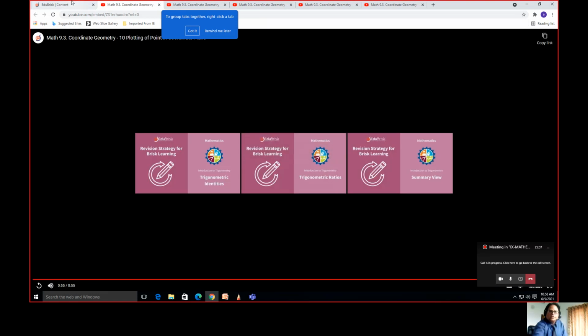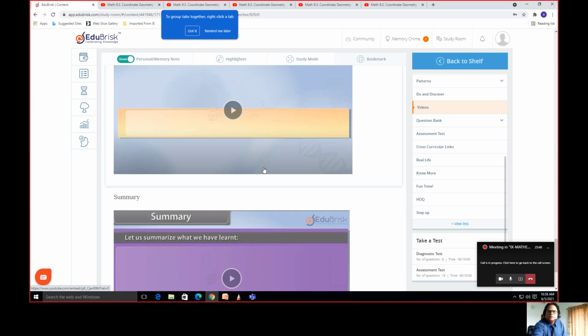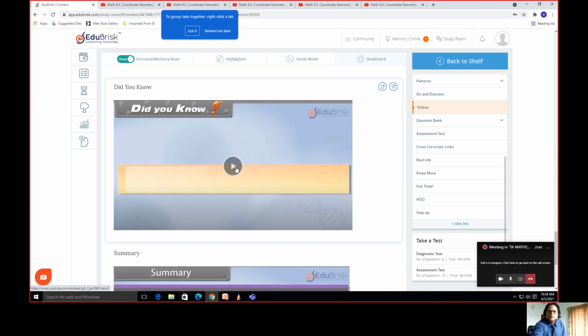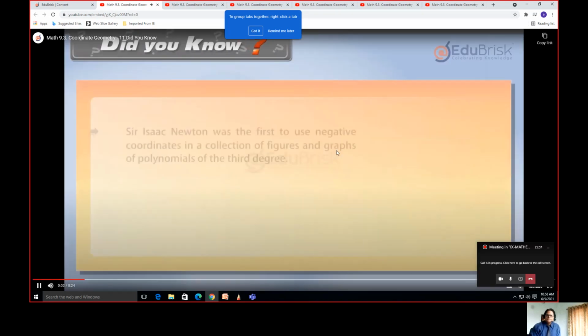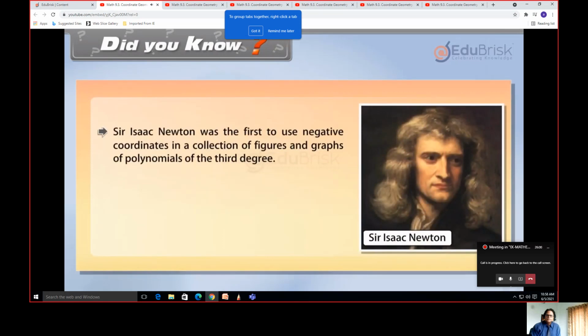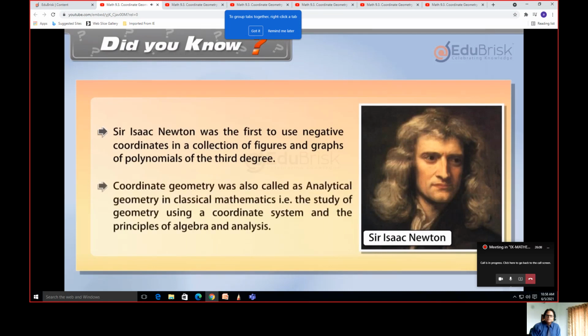Okay, let's move on to the next. This is a brief history. Just see it. Did you know? Sir Isaac Newton was the first to use negative coordinates in a collection of figures and graphs of polynomials of the third degree. Coordinate geometry was also called analytical geometry in classical mathematics. That is, the study of geometry using a coordinate system and the principles of algebra and analysis.